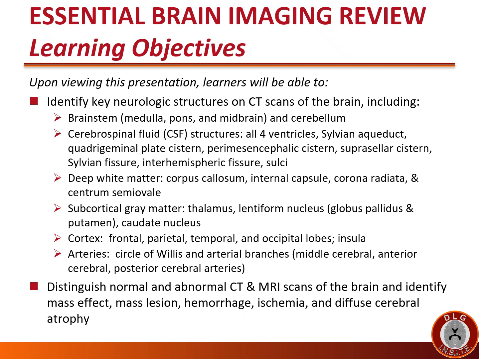If you don't know that they're supposed to be there in the first place as dark structures on a CT scan with cerebrospinal fluid, when they turn white from subarachnoid hemorrhage, you will miss subarachnoid hemorrhage.